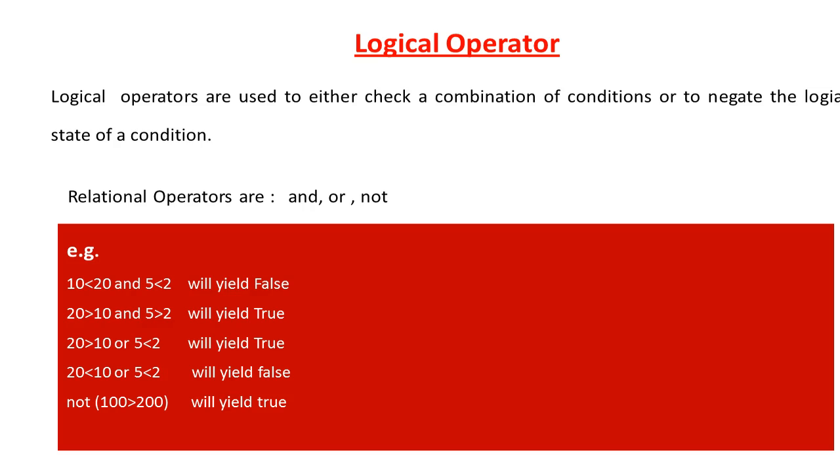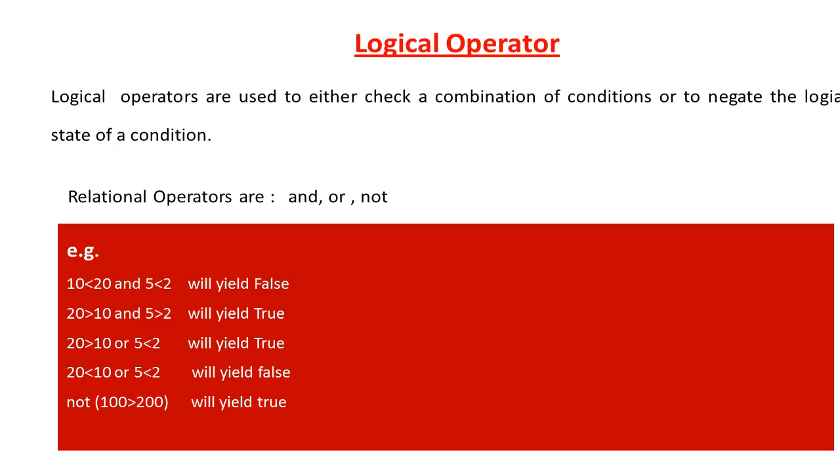Similarly, 20 less than 10 or 5 less than 2. Now in this case, both the conditions are false, right? So because both the conditions are false, the final result is going to be false. Now the last one is very important. This is called the negation operator, NOT.